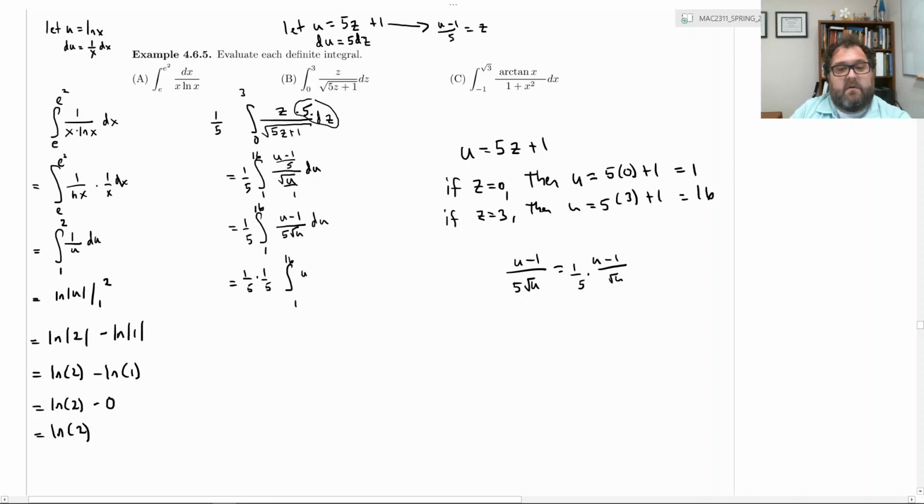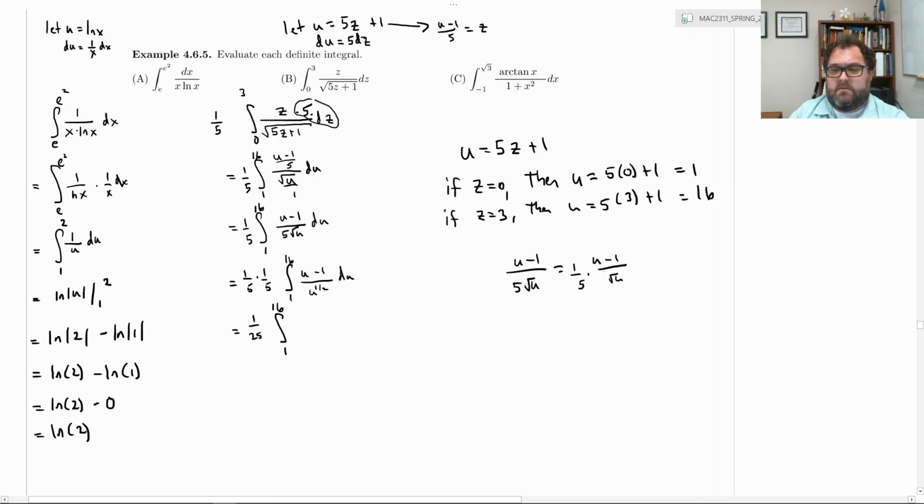But now I'm going to have u minus 1, and by the way, I'm going to write this as u to the 1/2 power instead of the square root of u, because that's what we always do when we're working with either derivatives or anti-derivatives of radicals. Okay, and now I'm going to update the leading coefficient here. It's 1 over 5 times 1 over 5. That's 1 over 25, and then I have the definite integral from 1 to 16. And now let's do the algebra. In fact, let's do the algebra off to the side.